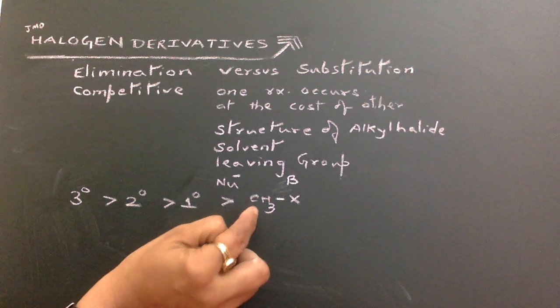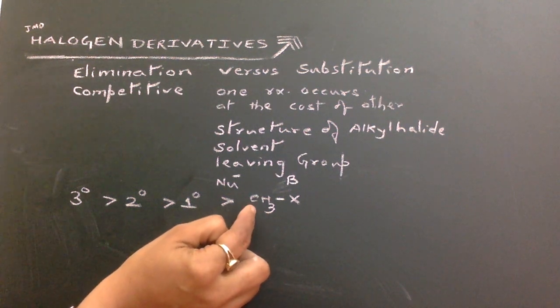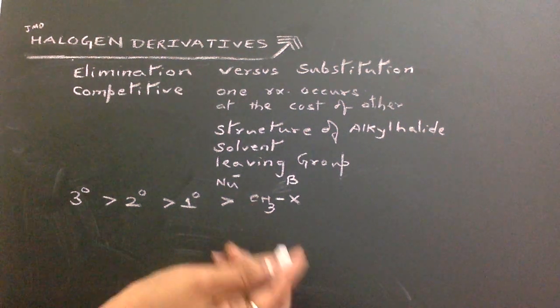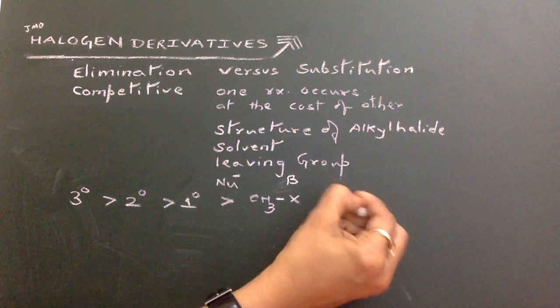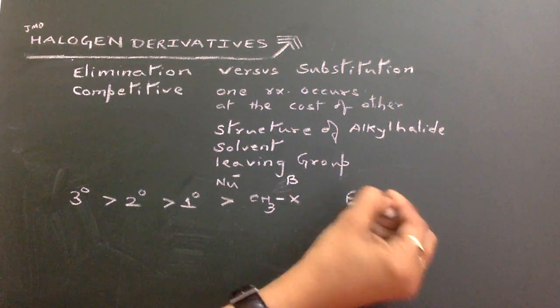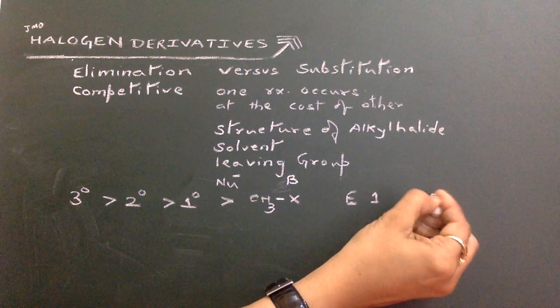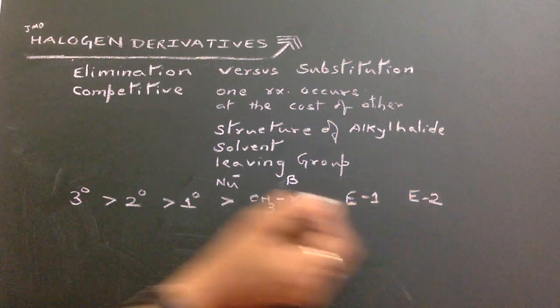So over here, methyl halide will not undergo elimination. So it's most feeble. In fact, I'll say it doesn't undergo elimination at all. So this is the order for E1 and this is the order for E2 reaction, that is elimination type 1 and elimination type 2 reaction.